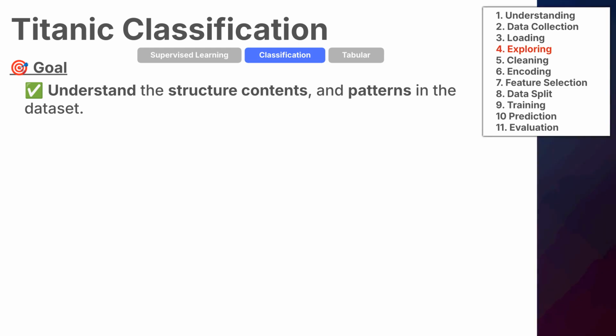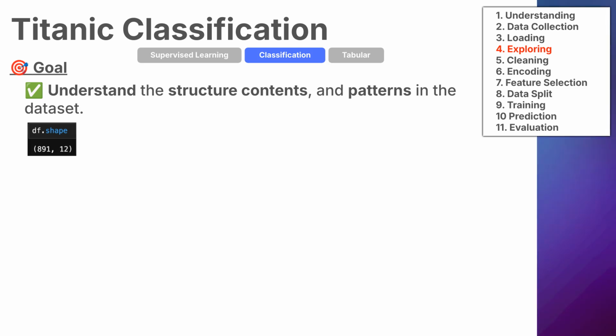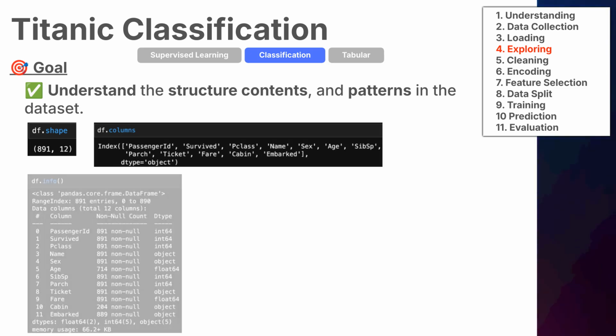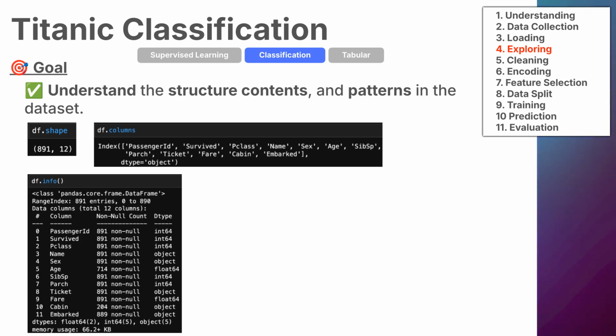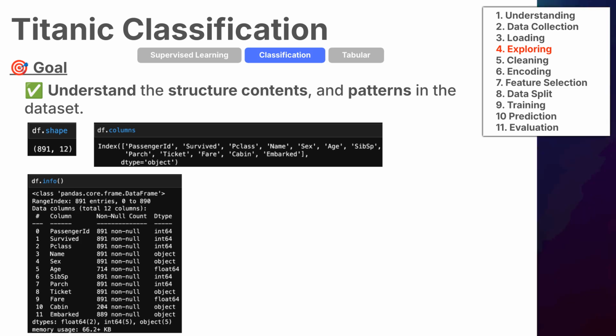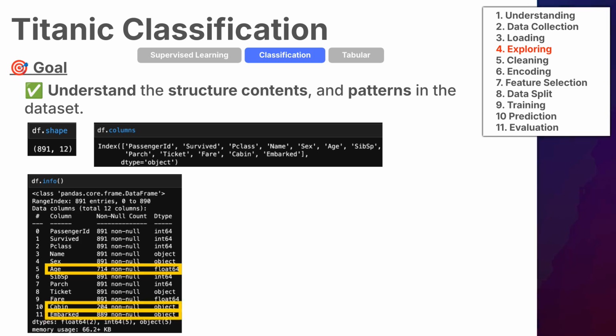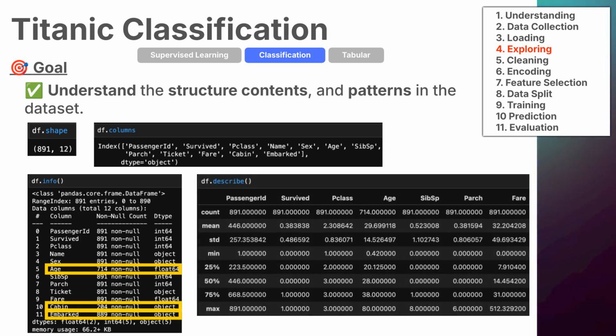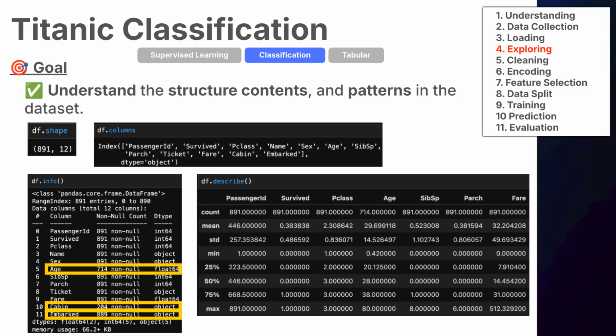4. Exploring the data. The goal is to understand the structure of the dataset. For example, by using the shape method, you can understand how many rows and columns there are. In this case, 891 rows and 12 columns. The columns method shows what each column is called. The info method tells you the data types of each column and whether any values are missing. In this case, Age, Cabin, and Embarked have missing values. The describe method shows stats like mean, min, and max for numeric columns like Age, Fare, and so on.